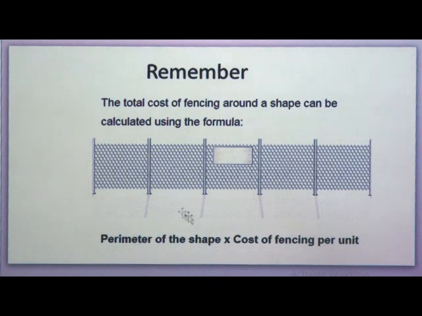If you know the perimeter of the shape and you know the cost of fencing per unit, because in the market we get the rates per unit only, the cost of fencing per unit is how much. If they say it is 5 rupees per unit, what you have to do is multiply it with this perimeter and you can find out the total amount for fencing a house or fencing a field.